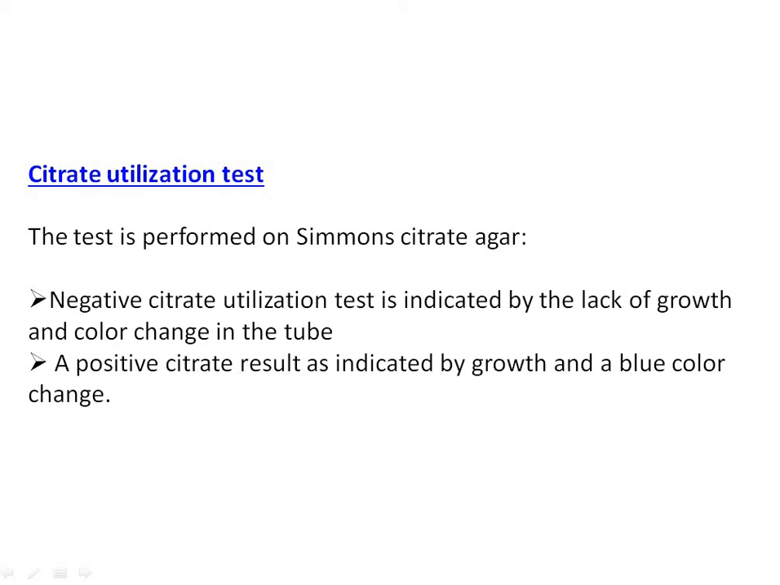In the citrate utilization test, the test is performed on Simmons citrate agar. A negative citrate utilization test is indicated by the lack of growth and color change in the tube. A positive citrate test result is indicated by growth and a blue color change.